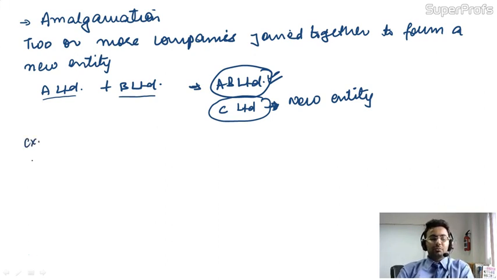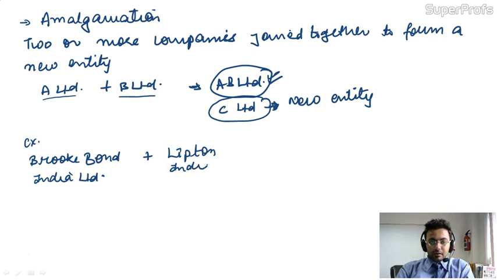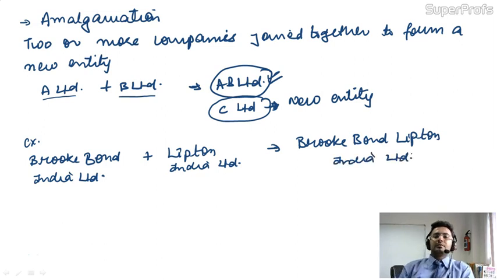Just like this, this happens in one of the cases, which was Brooke Bond. Have you heard about Brooke Bond? Brooke Bond Tea. So Brooke Bond India Limited had amalgamated with Lipton India Limited, and later on it became Brooke Bond Lipton India Limited. This was basically amalgamation, when a new entity has been formed. Okay, what happens in a merger? In a merger, a thing gets absorbed by another one. Exactly. Should we go ahead? Okay.